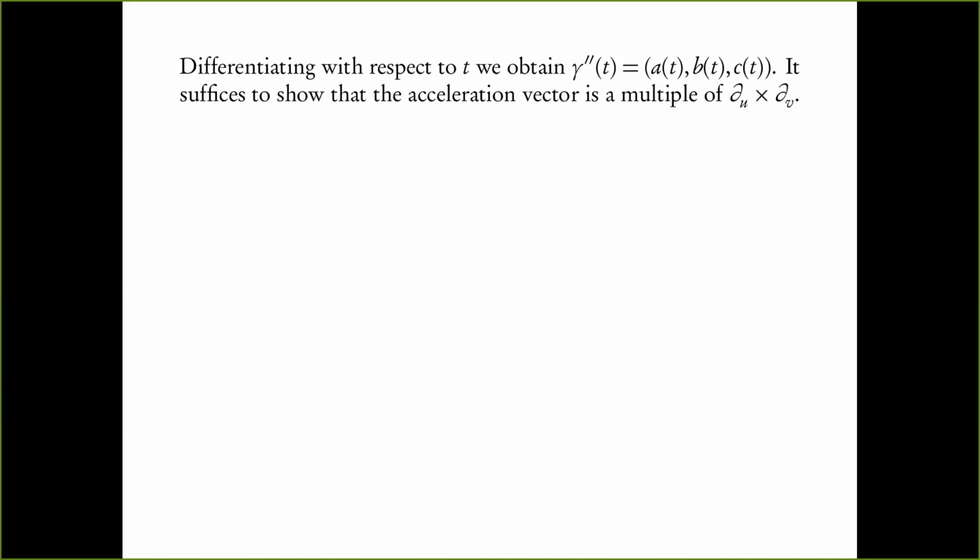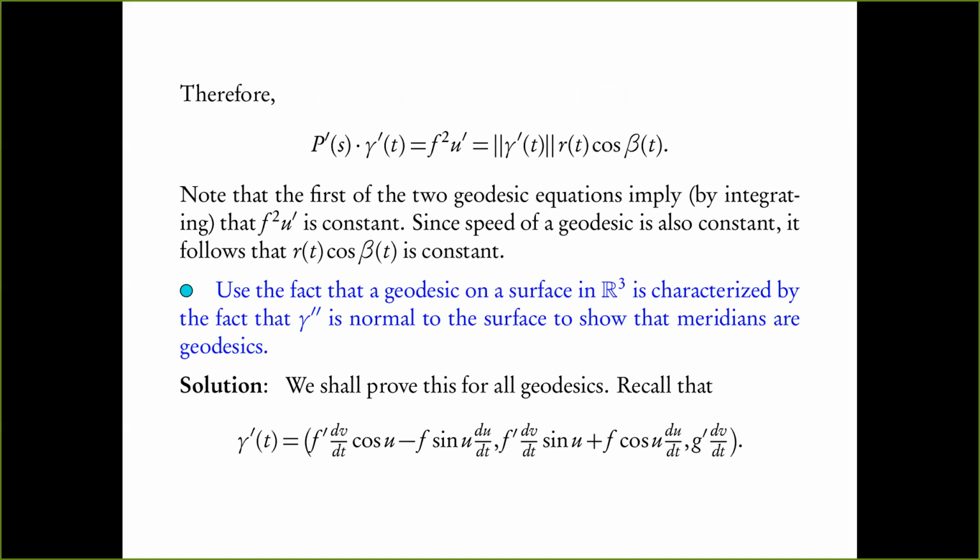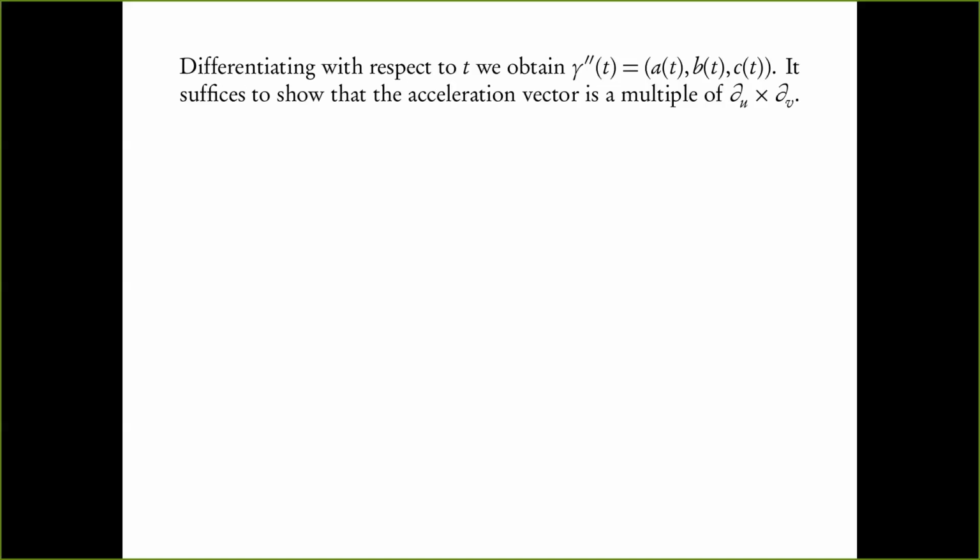So if you differentiate with respect to t the function that we saw just before, we're going to get three components: a of t, b of t, c of t, whatever they are, but it's three components, right? So when you want to say in R3 that the acceleration is perpendicular to a two plane, it's sufficient to check that the acceleration is a multiple of the cross product of a basis of the two plane, right?